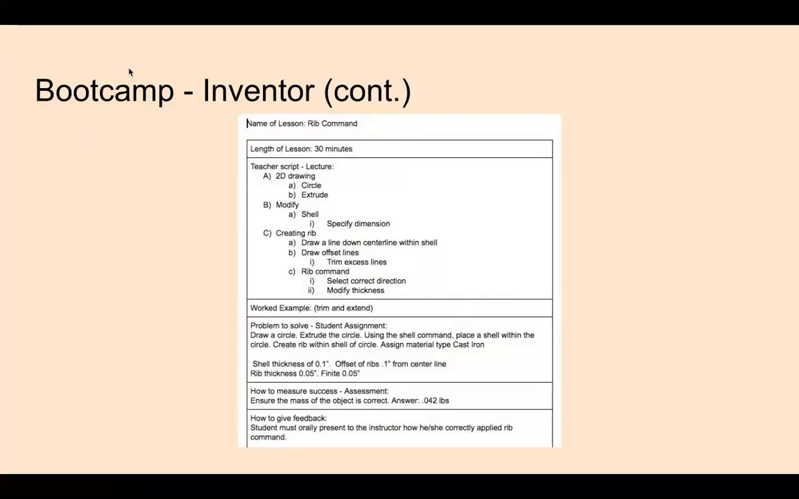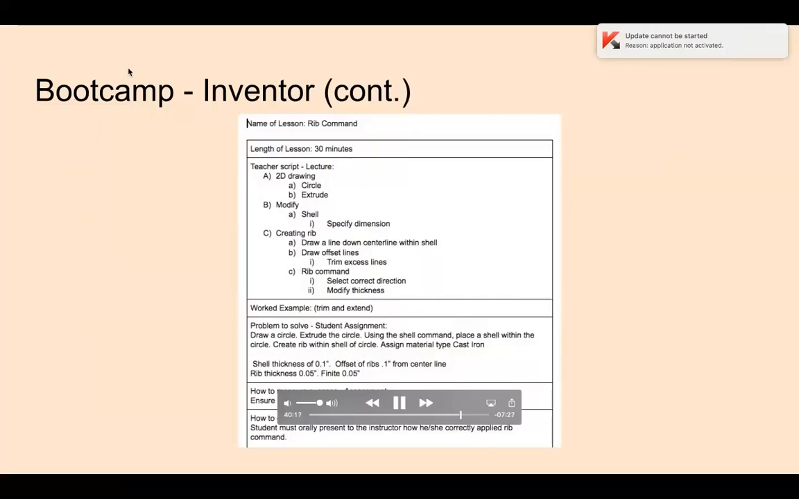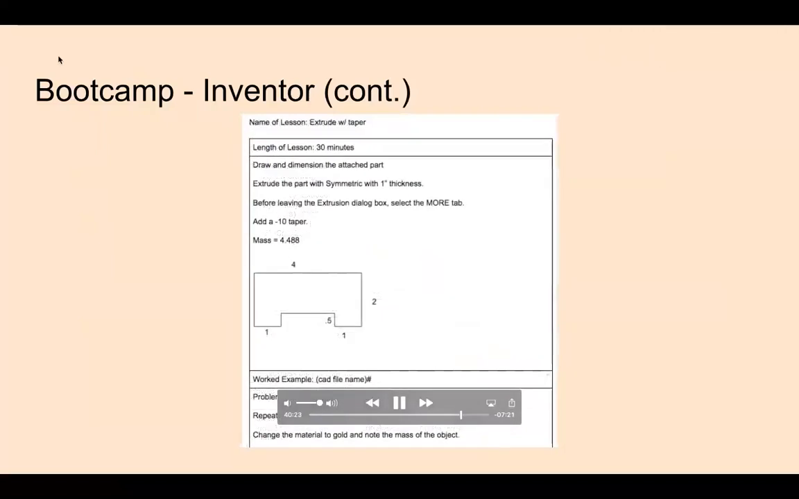So students should be really comfortable getting into iProperties and looking at the mass, and updating the mass. Remember, if we change material, we need to update that mass before we can take an iProperty measurement. Okay, so extrude with a taper. You can give students some dimensions of a part to create, and ask them to extrude it with a draft or taper.